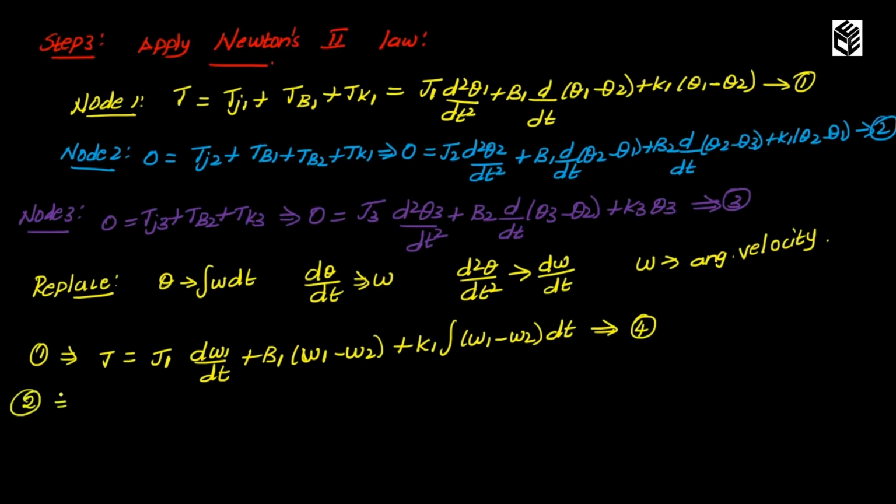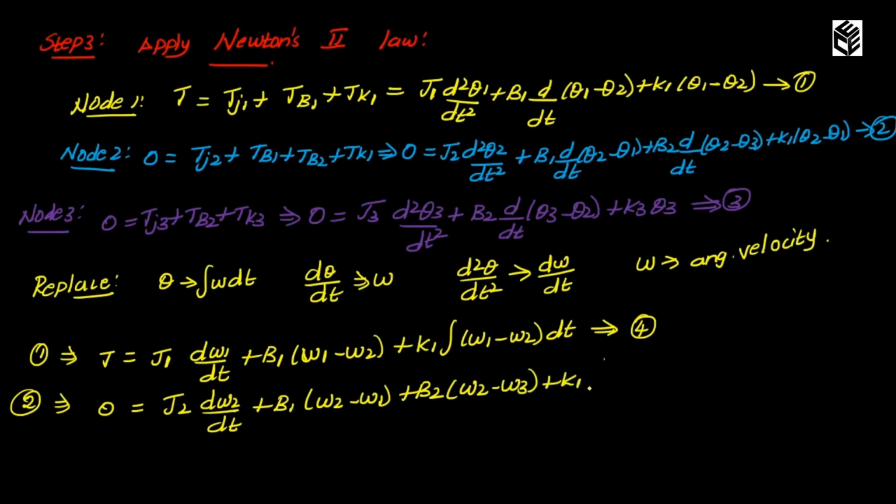Similarly, my second equation becomes 0 is equal to J2 into d omega 2 by dt plus B1 into omega 2 minus omega 1 plus B2 into omega 2 minus omega 3 plus K1 into integral of omega 2 minus omega 1 into dt. I am taking this as equation number 5.